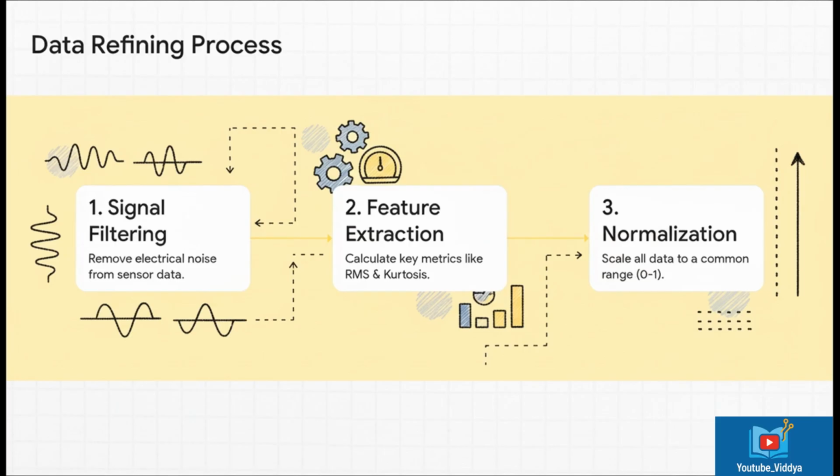First up, we filter the signal, just to strip out all that electrical noise. Next, and this is probably the most crucial part, is feature extraction. See, we're not just dumping raw waveforms into the model. No way. We're calculating smart metrics, things like root mean square, which tells you the overall energy of the vibration, or kurtosis, which is amazing at detecting those sharp, spiky impacts, a classic telltale sign of a bearing fault. Then finally, we normalize everything, basically squishing all our data into a common 0 to 1 range. This just makes sure that one big measurement doesn't drown out all the others.